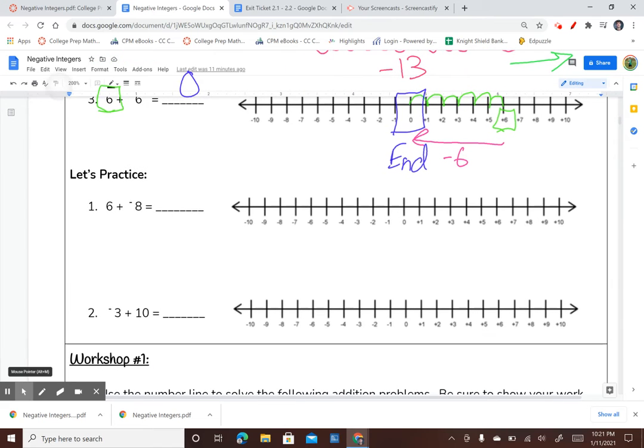All right, so now you're going to go ahead and try these next two problems on your own. So first we have 6 plus -8, and then we have -3 plus 10. So go ahead and use the number line, write your answer in, and then we'll move on.